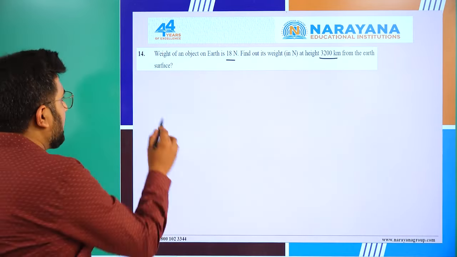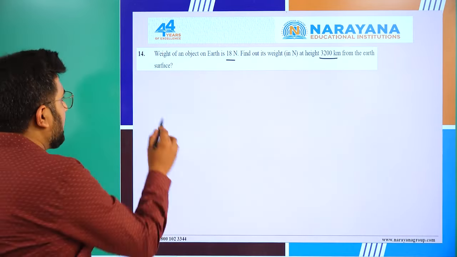So what is the formula for acceleration due to gravity at any height? It is GM by (R plus h) whole square. That will be equal to GM by (R plus R by 2), that is 3R by 2 whole square, that is 9R square by 4. So this is the gravity at that height, and gravity on the surface of earth will be GM by R square.